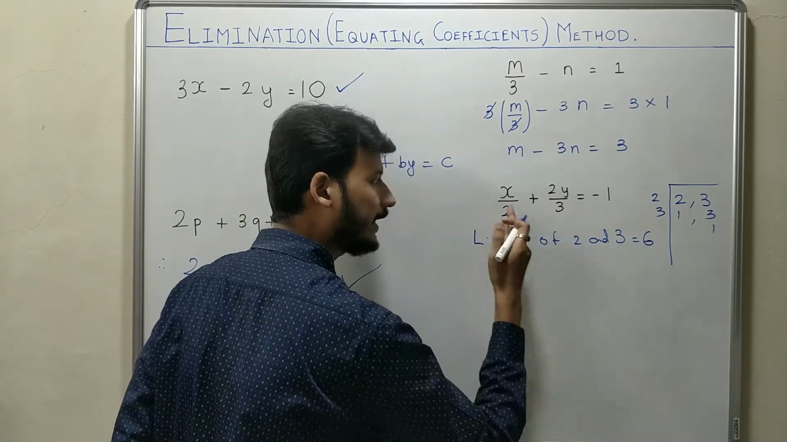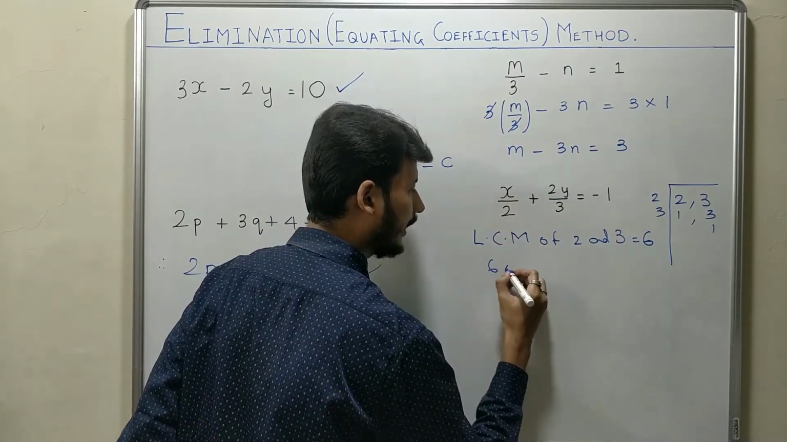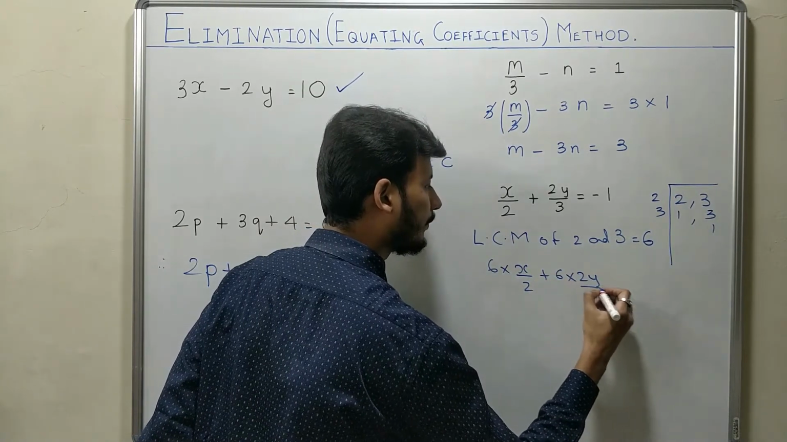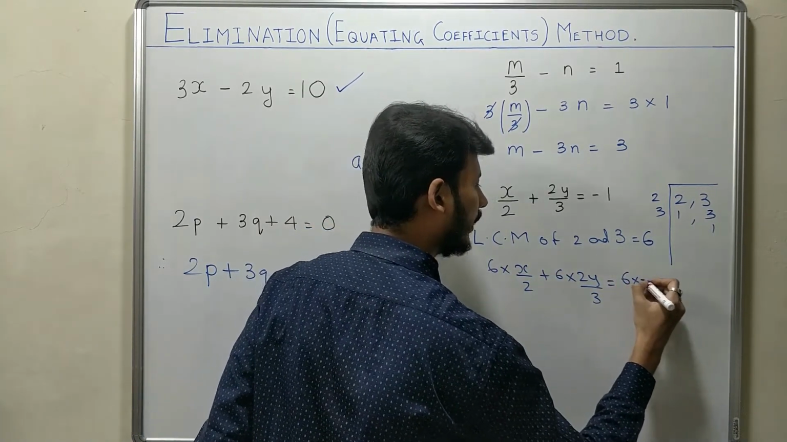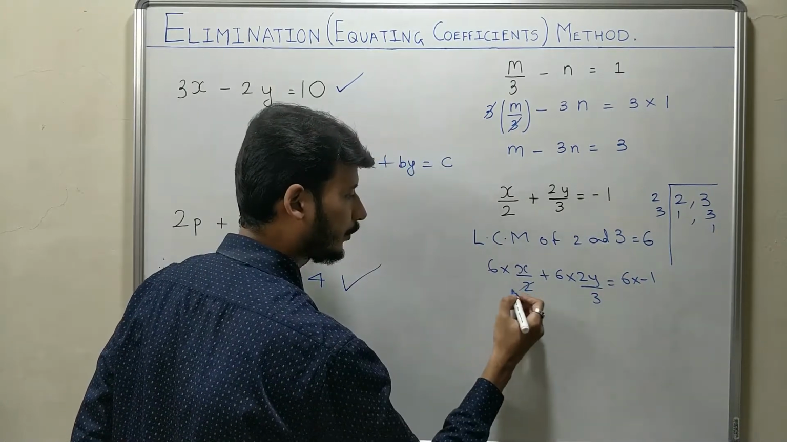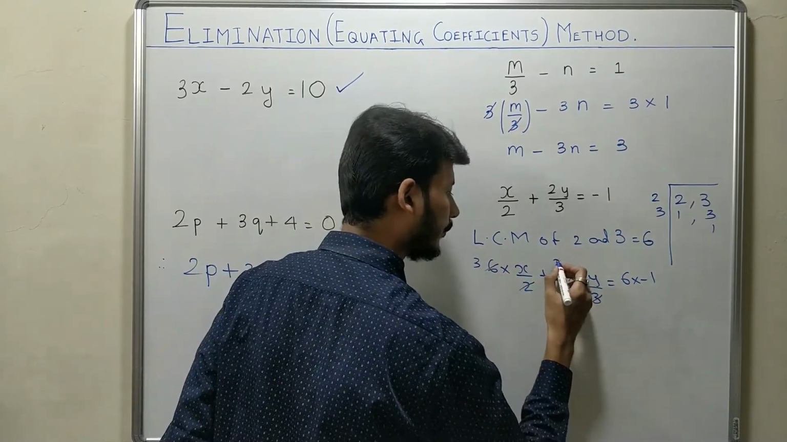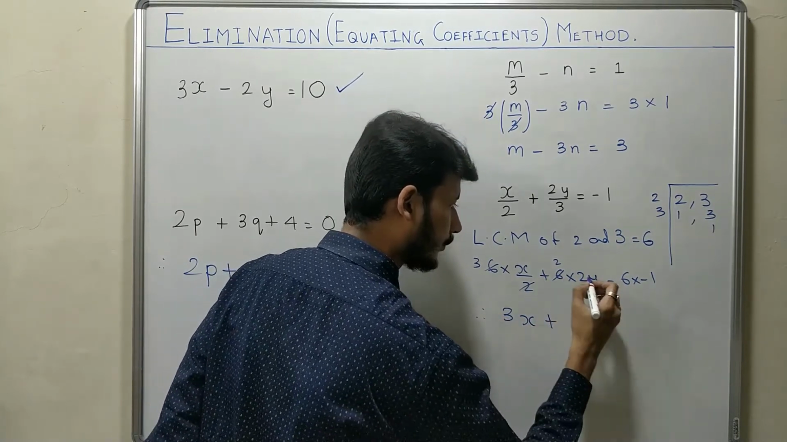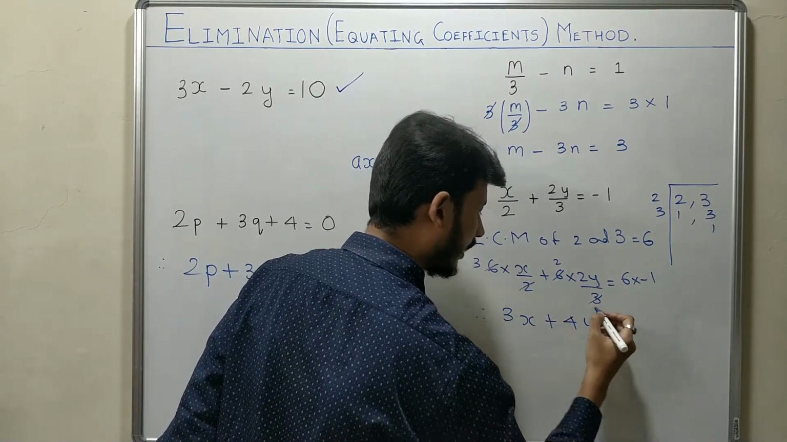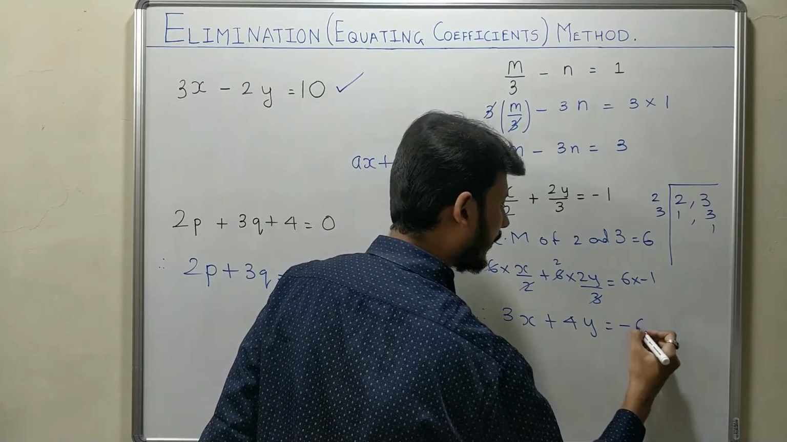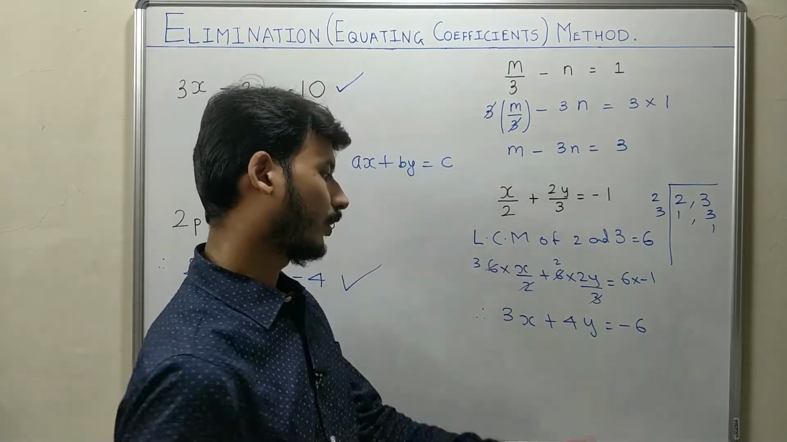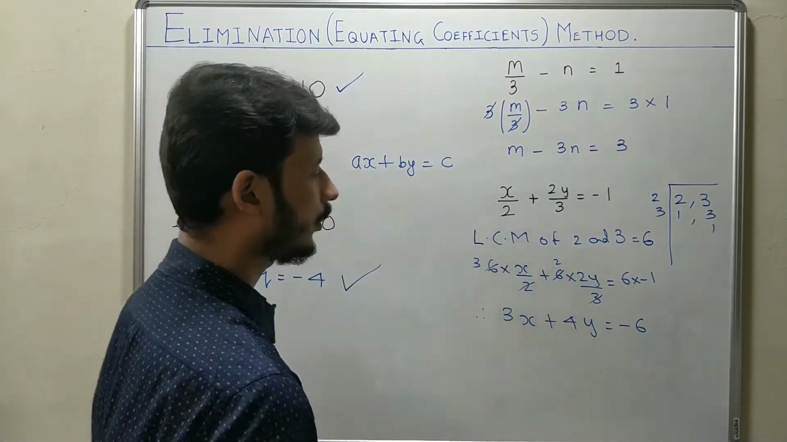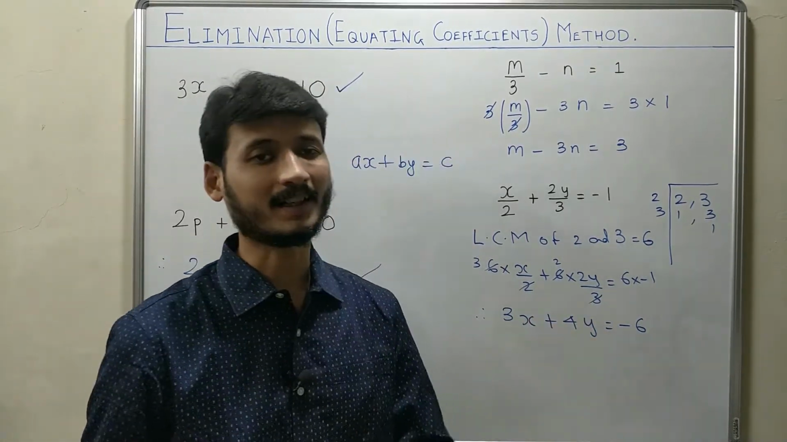So if you multiply each term by 6, what we will get? 6 into x by 2 plus 6 into 2y by 3 is equal to 6 into minus 1. So what happens now? 2 3s are 6, 3 2s are 6. So it's 3x plus 2 2s are 4y is equal to minus 6. So we got an equation in ax plus by is equal to c form, and that too without denominators.